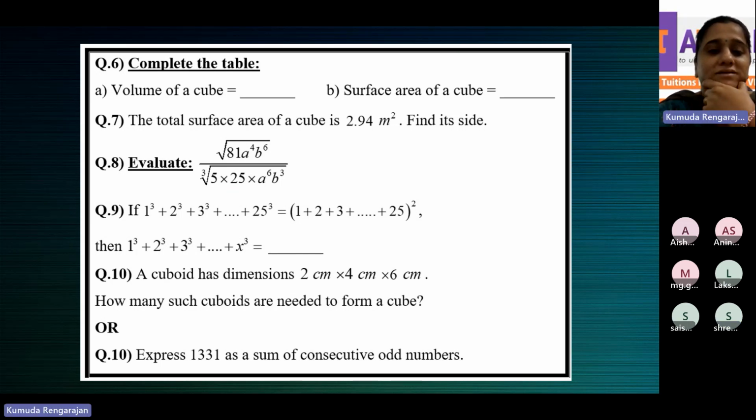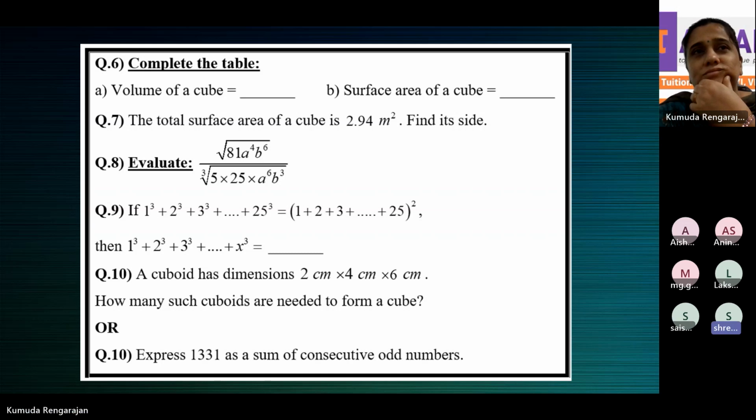I think you have taken A as 2.94, is it? Yeah, ma'am. What is the question? The total surface area of a cube is given to you. You must find its side. The edge is not given. The side is not given. The total surface area is given to you. You have to find its side.